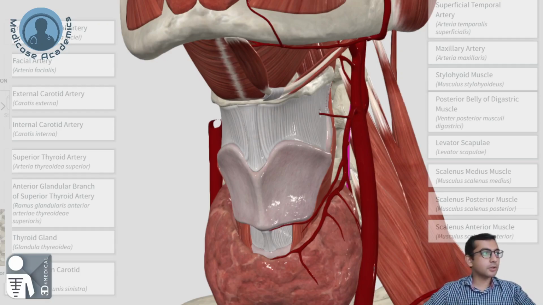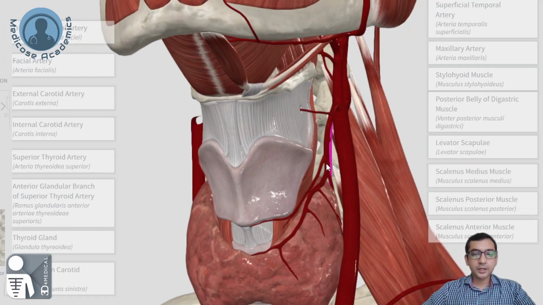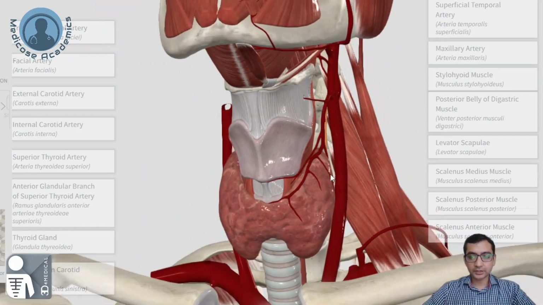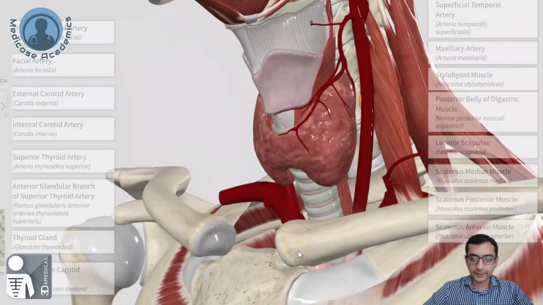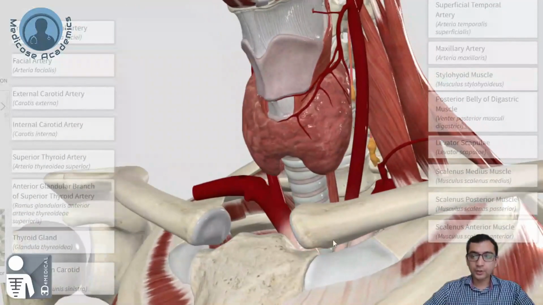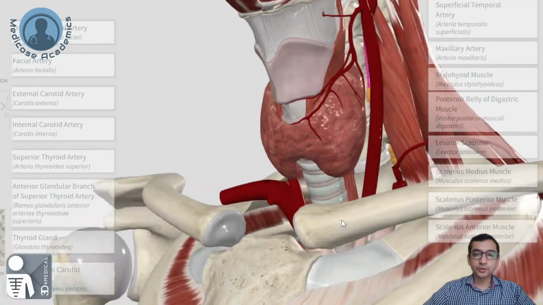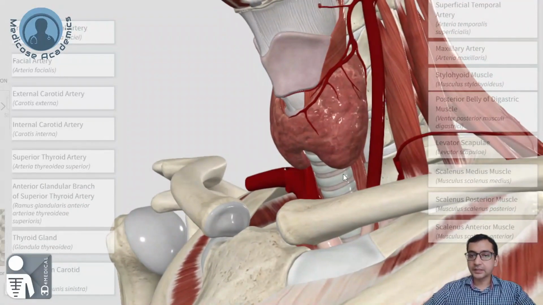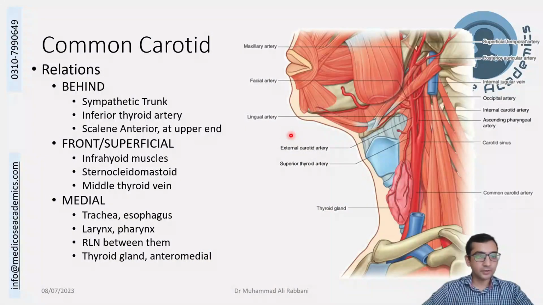Okay, so we were talking about the relations here. So this is about the posterior relations. Moving on to the anterior relations, anterolateral relations. Basically, on the front, it is passing through the root of the neck. So all of the muscles that are in front of the root of the neck, the infrahyoid group of muscles, the sternocleidomastoid, all of these will be in front of it. And there is a middle thyroid vein that is passing in front of it also.